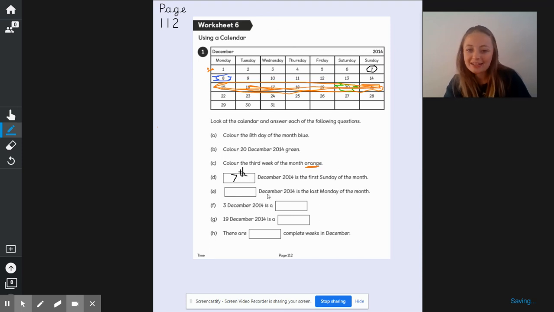7th. And December 2014 is the last Monday of the month. Now, the first is the first Monday. We want the last Monday. So it's right down at the bottom down here, the 29th. And on the next ones, you're looking for which day. The 3rd of December, what day is it? Is it a Monday, a Tuesday, a Wednesday, a Thursday? And so on. I've done lots of those for you.